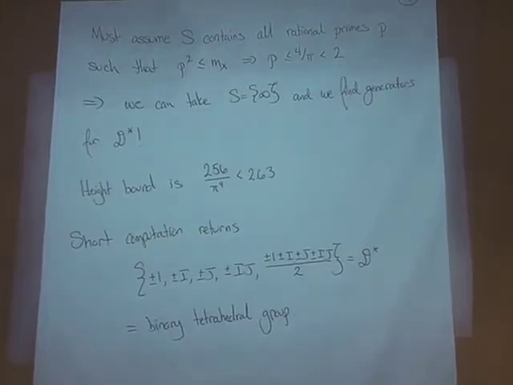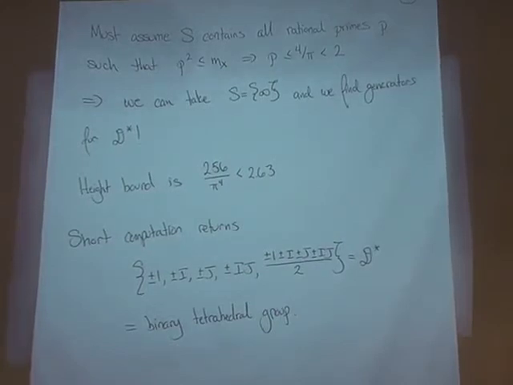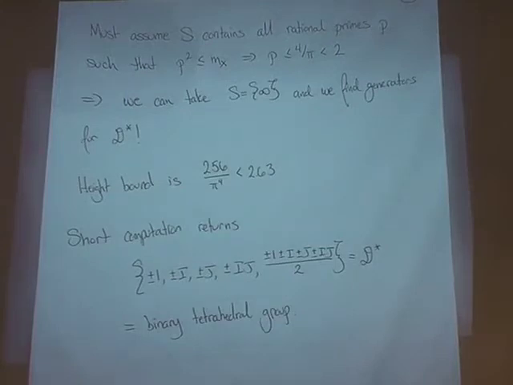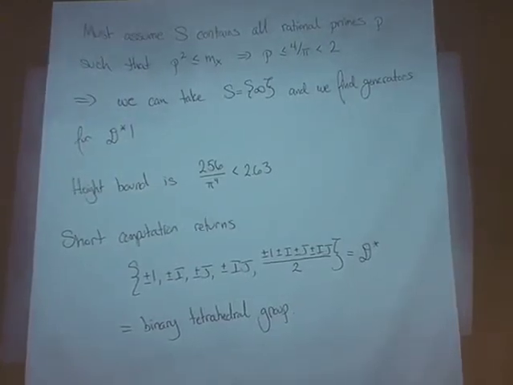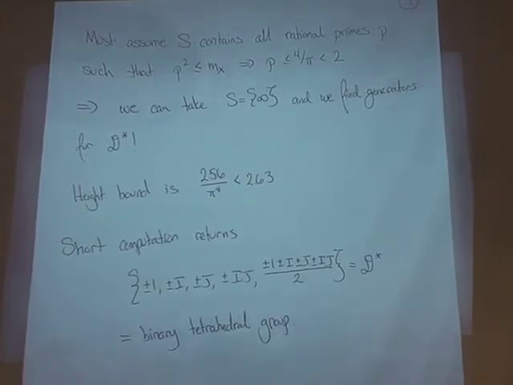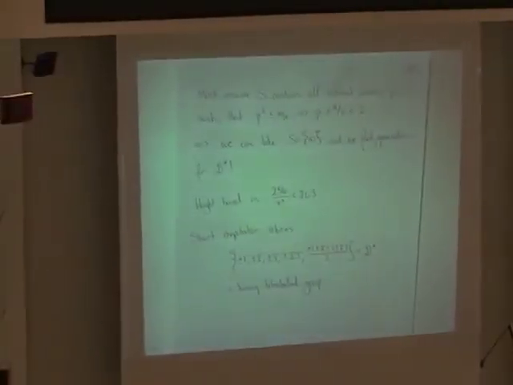That's the binary tetrahedral group. It's a classical fact, which I don't know who it goes back to, that the binary tetrahedral group is the unit group of the quaternions over Q. And so you do our computation, and you just get everything. Well, okay. Fantastic.